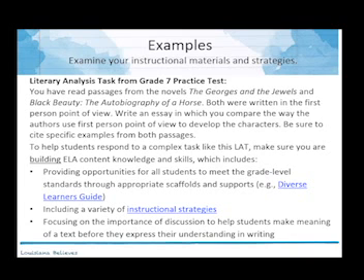And so this is a literary analysis task from the 7th grade practice test. It goes into reading passages that are given, and then students are supposed to write from a first-person point of view, writing an essay comparing the way that authors use the first-person point of view to develop characters.